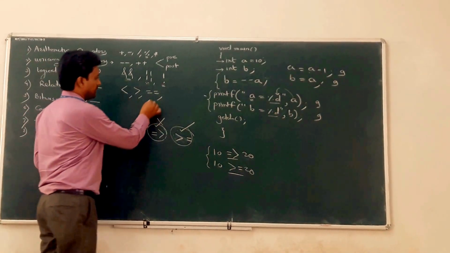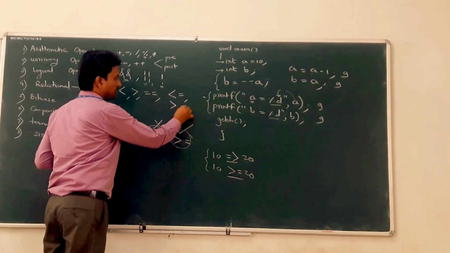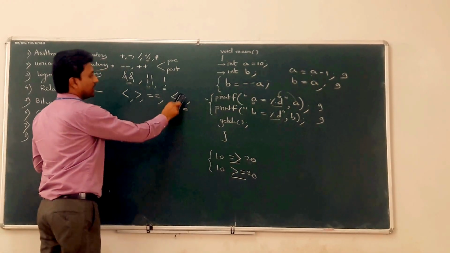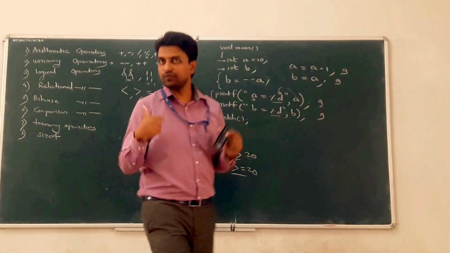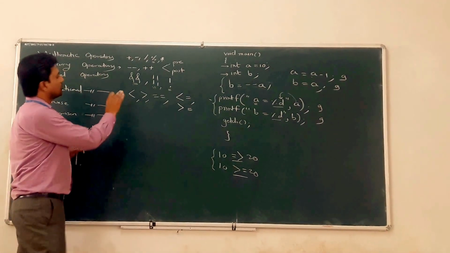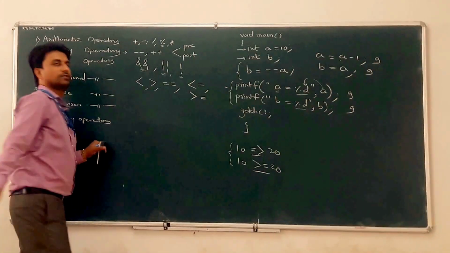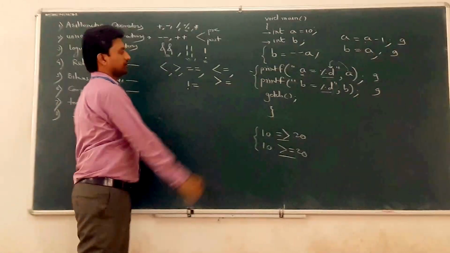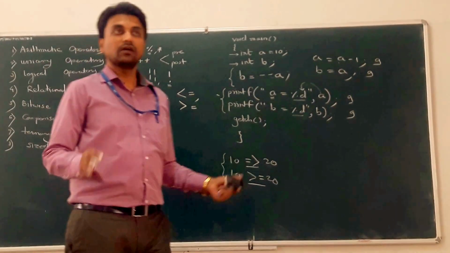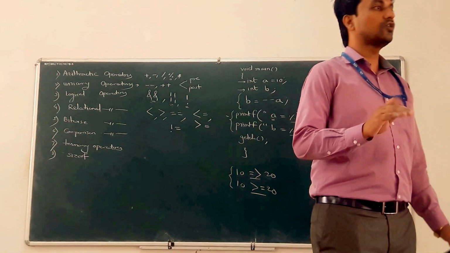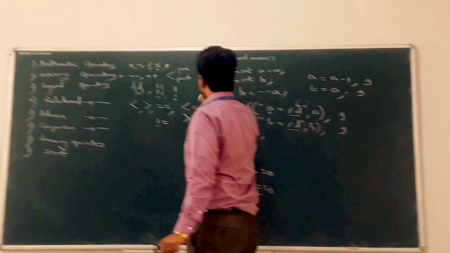Clear? Similarly, greater than, less than, equal to. So greater than equal to, less than equal to, but equal to always comes second. In formal languages, equal to first is wrong. Clear? Then equal to, okay, or not equal to. These are the relational operators. And what does a relational operator return? A relational operator always returns true or false. True means 1, false means 0.